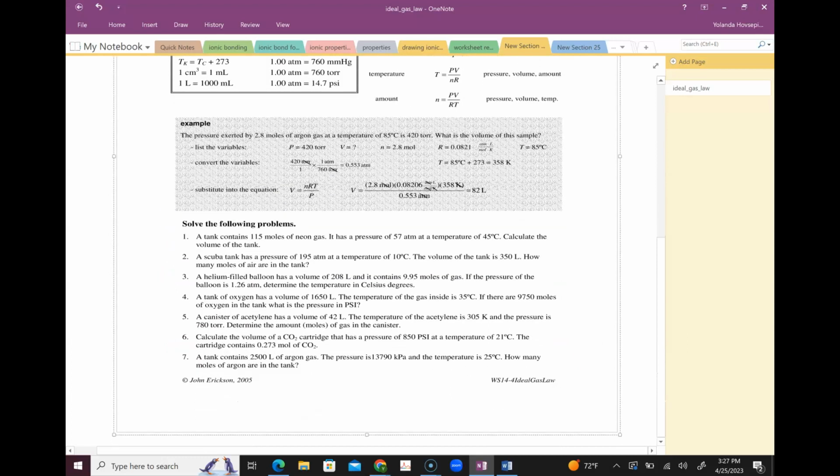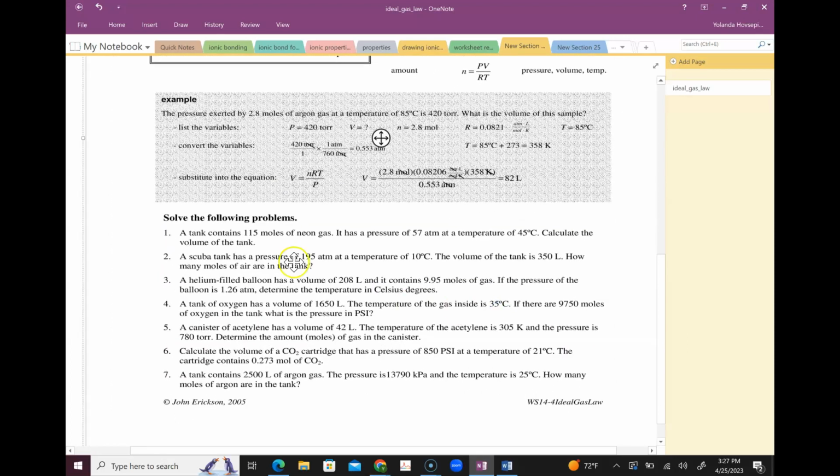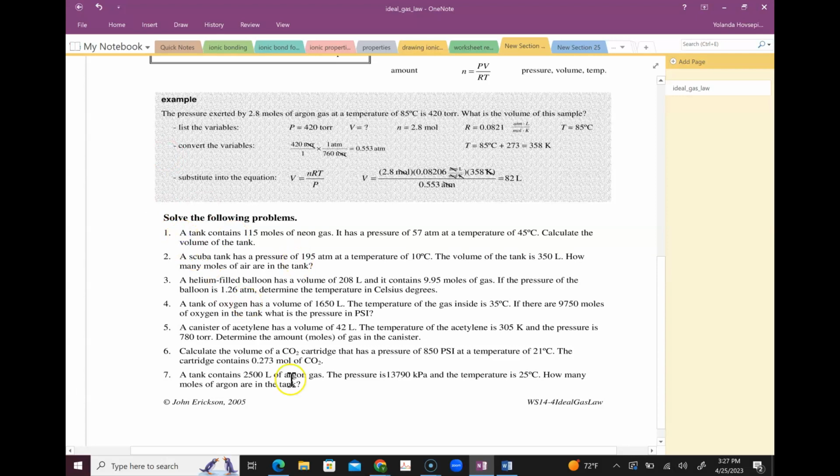So we're going to start with this problem where it says a tank contains 115 moles of neon gas. So what is this 115? Well, we know that 115 is N. So we're going to designate this N. It has a pressure of, so you know that's P. Temperature is 45. Well, then what do you do with that? You take the 45, remember you add 273. And it says to calculate volume.